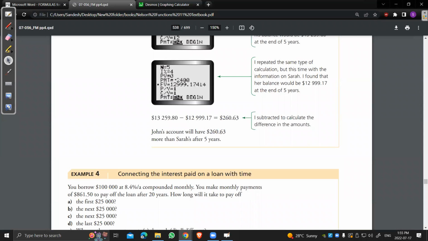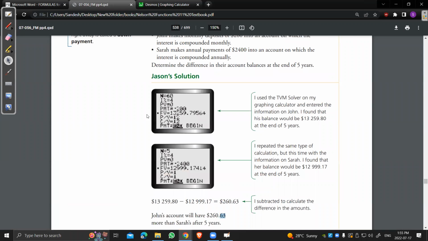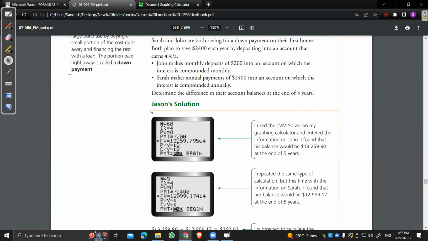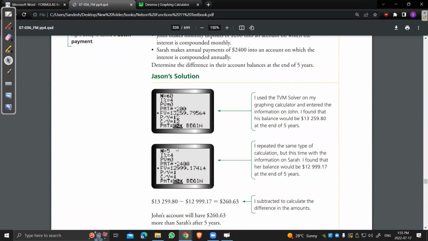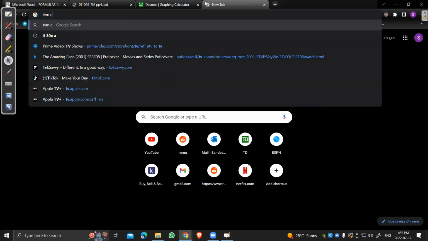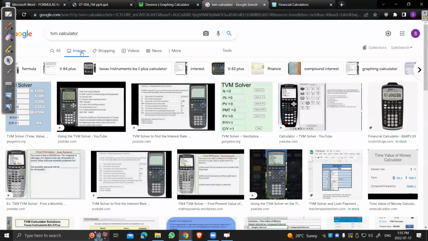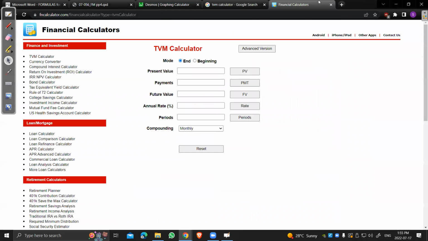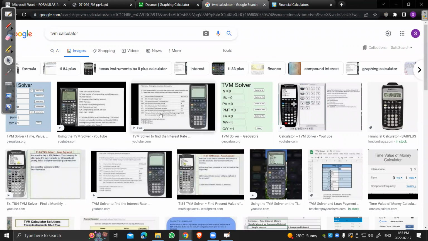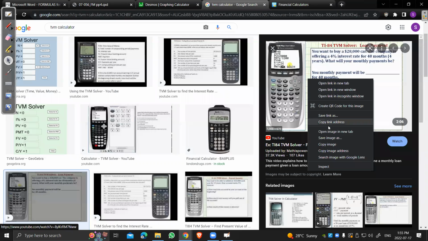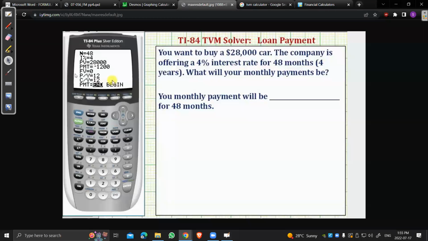It's 260, you see. What do they use? They use something called a financial calculator. Our calculators can't do this. You need a very specific type of calculator. It's called a TVM calculator. It looks normal, but it's not. And you'll use this if you go into a business field in university.